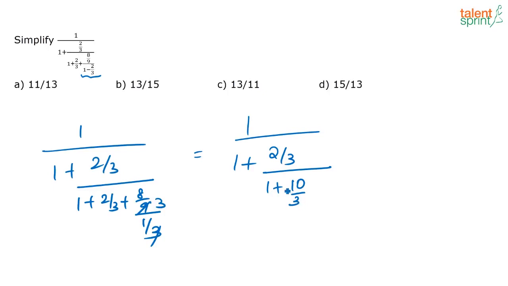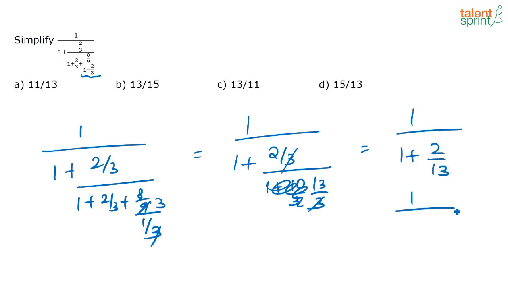So what will this become? 13 by 3. So this is going to be 3 ones are 3, plus 10, 13. So I can write this as 13 by 3. This and this will get cancelled. So now you are left with 1 by 1 plus 2 by 13, or this will become 1 by 13 plus 2, that is 15 by 13, or I can say it is equal to 13 by 15. That's going to be your final answer, that is option B.